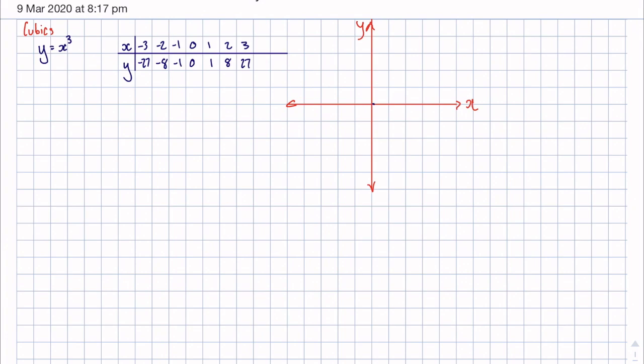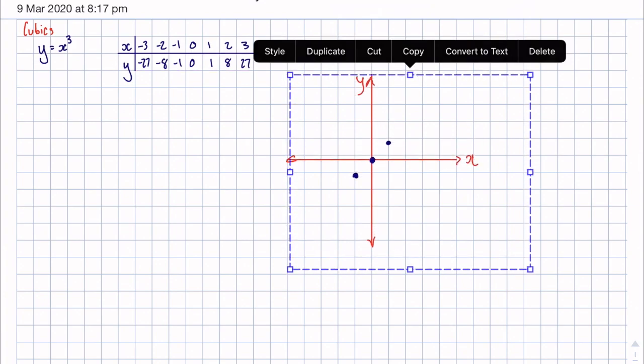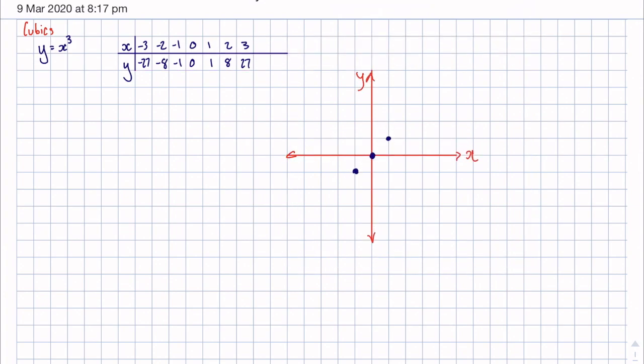So here's my 0 and 0. Here's my 1 and 1, and here's my 1 and negative 1. 2 and 8, well, I'm going to have to move this whole thing down to be able to fit in up to 8. 1, 2, 3, 4, 5, 6, 7, oh, right at the top. And negative 2 and negative 8. 1, 2, 3, 4, 5, 6, 7, 8. So you can see it's going to look like that.